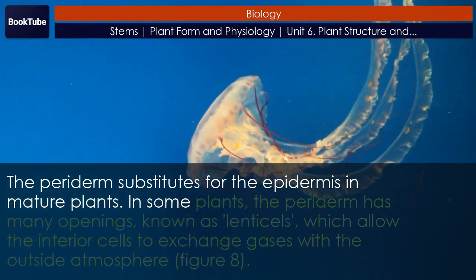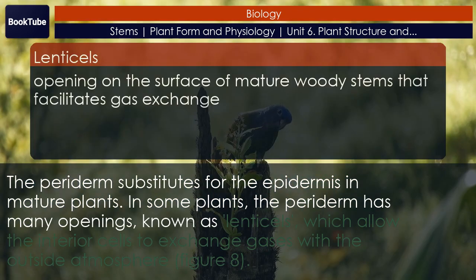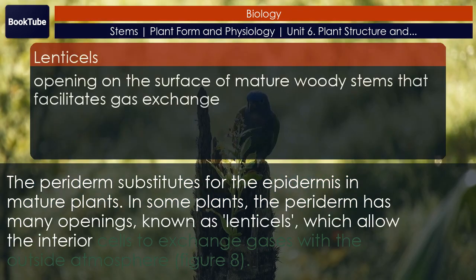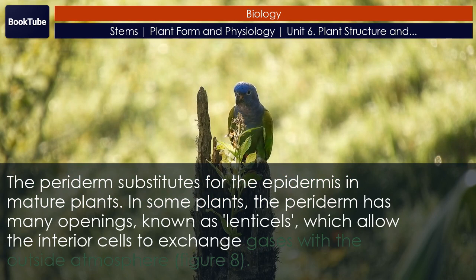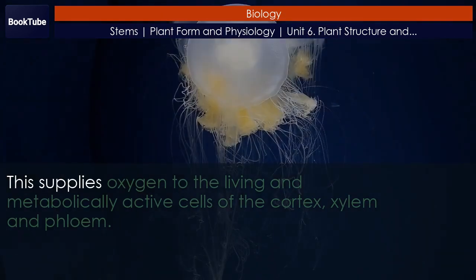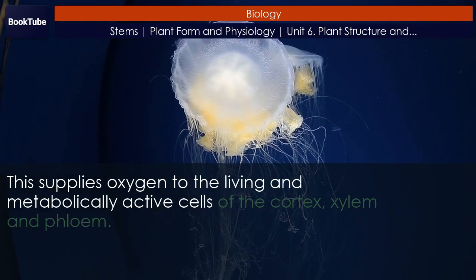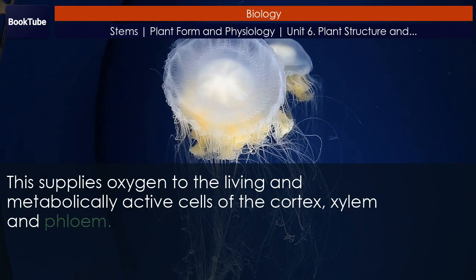In some plants, the periderm has many openings, known as lenticels, which allow the interior cells to exchange gases with the outside atmosphere. Figure 8. This supplies oxygen to the living and metabolically active cells of the cortex, xylem and phloem.